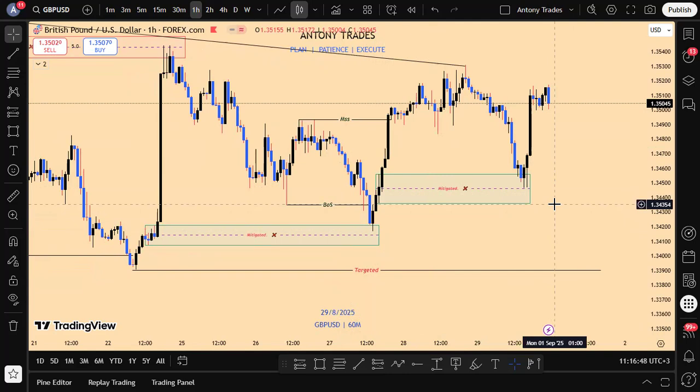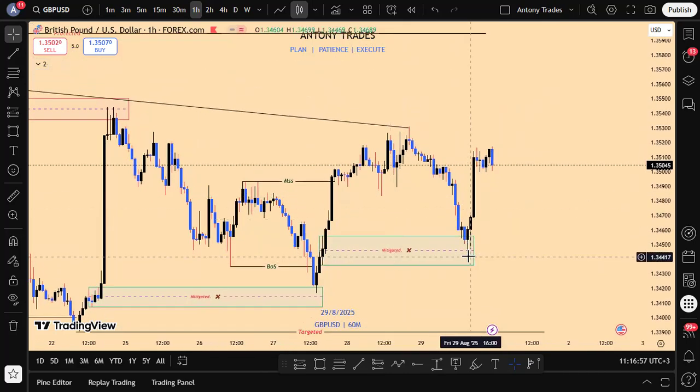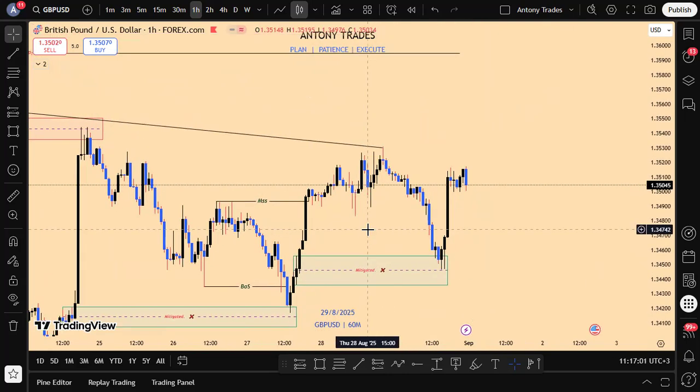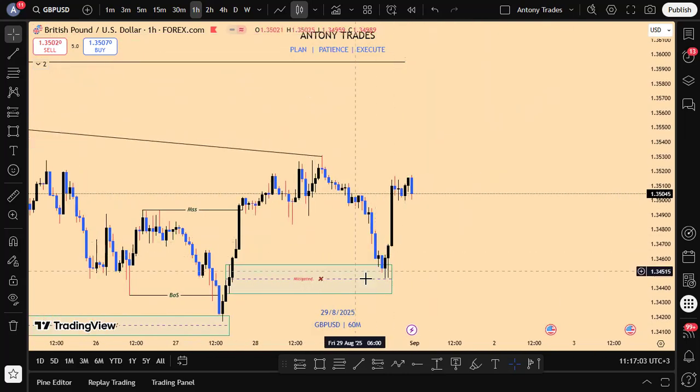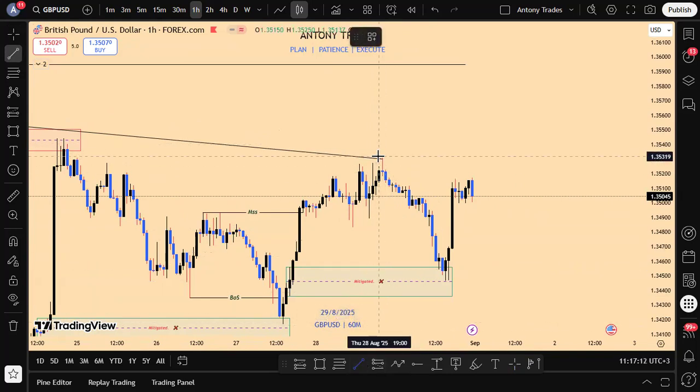But unfortunately, GU never came to this area. It reacted from this indecision candle. And do you see the kind of momentum? You have a very strong momentum pushing to the upside. So fortunately, we never took that trade. So this is what I'm expecting: I'm expecting the market to break this high.